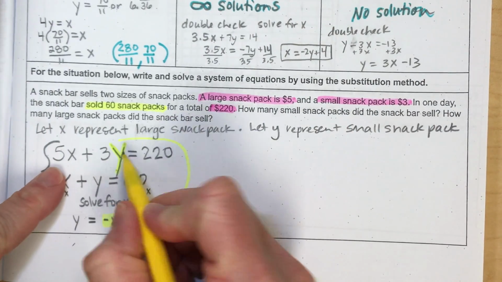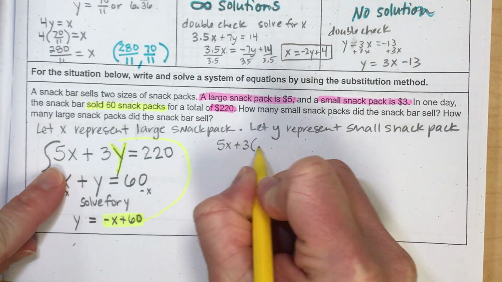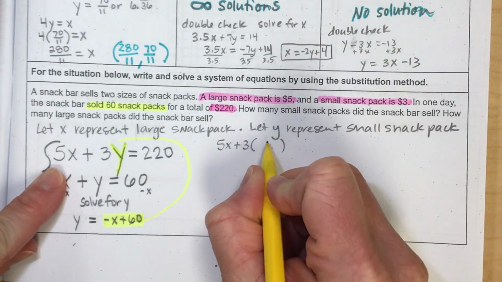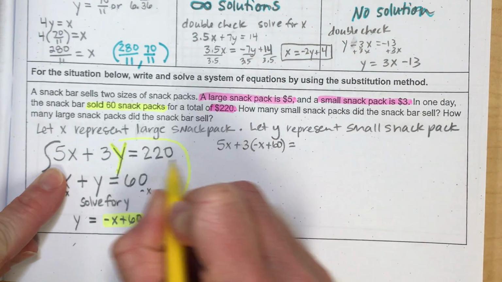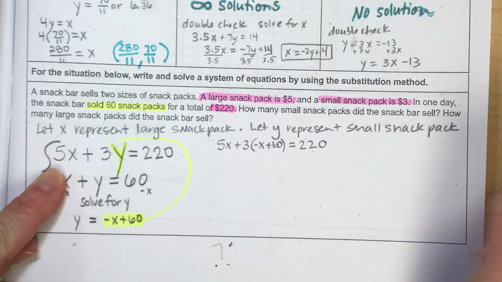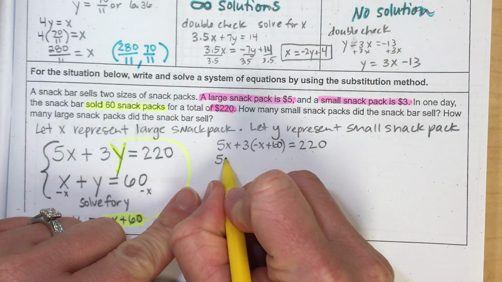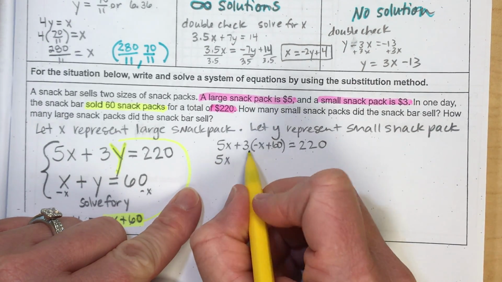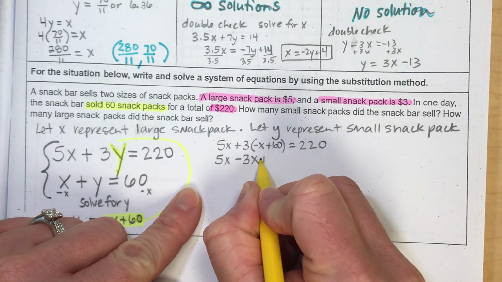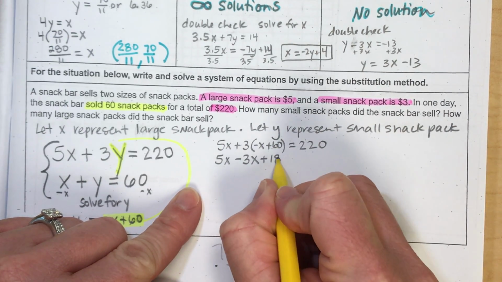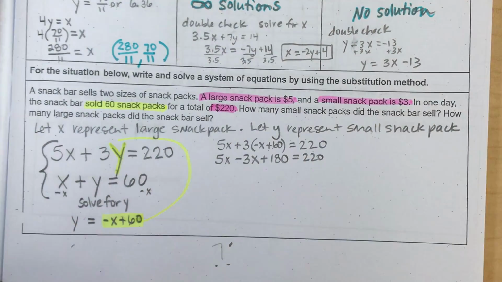So my top equation with my substitution will now be 5X plus 3Y. So I'm going to put this expression in here. Negative X plus 60, and that was equal to 220. Now my expression is in terms of X, and so now I'm going to solve for my X variable. So 5X plus, well actually, 3 times negative X is going to be minus 3X. 3 times 60, 3 times 6 is 18, and then there was a 0 here, and then I got 220 here on the right side.